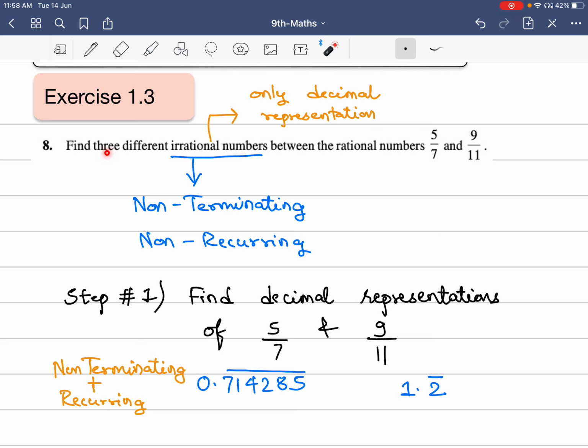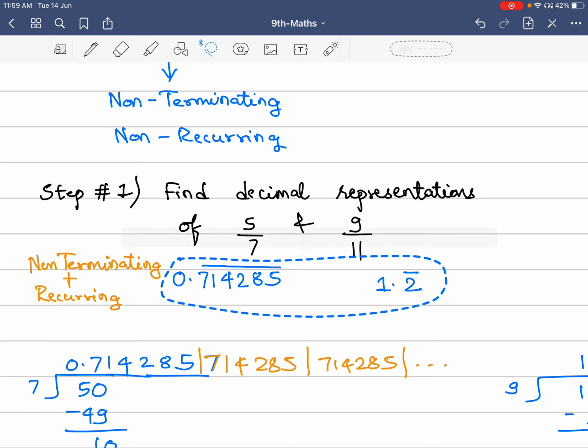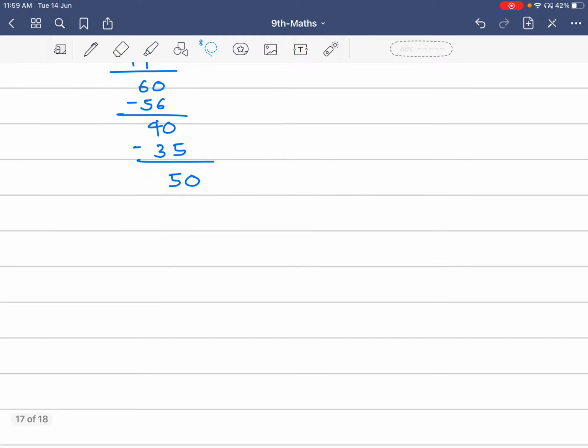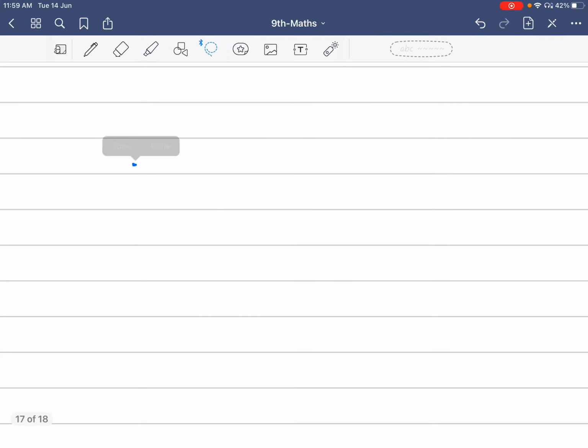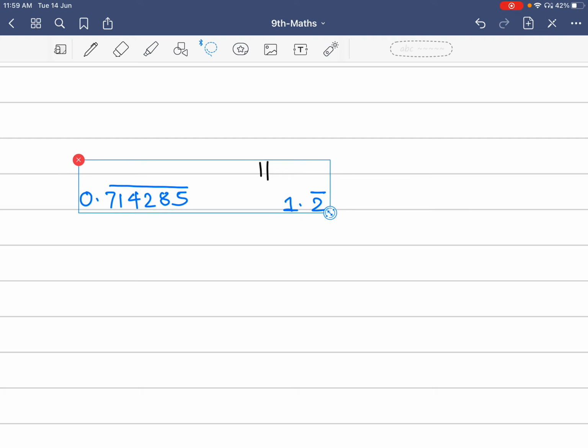Now all we have to do is find three different irrational numbers which will be between these two numbers. And how will these decimal representations be? They will be non-terminating and non-recurring. Okay, so let's get them out. So what I'm going to do is copy this and bring them down here, paste. Yes, so these are my two numbers, and I have to find three numbers which are between these two numbers.